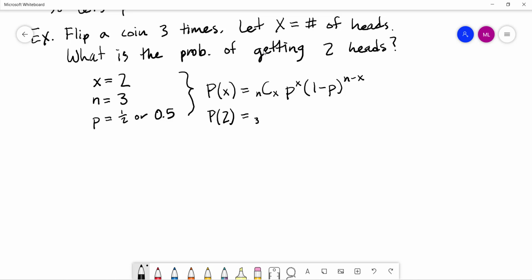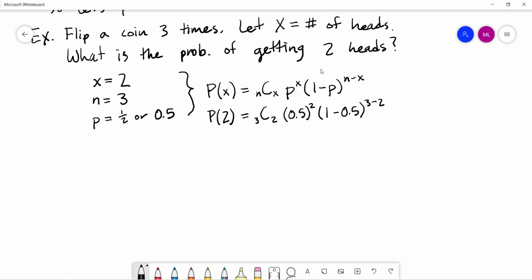And I'm going to get 3 choose 2, or 3 combinations of 2. P was 0.5. We're raising it to the power 2 because x is 2. 1 minus 0.5 raised to the power 3 minus 2. So all I've done is everywhere an n shows up, which is here and here, I've plugged in 3. Right? So we have a 3 here, a 3 here, in these 2 places. Everywhere x shows up in the formula, I've plugged in a 2. So here, here, here, and here. Here, here, here, and here. And everywhere a p shows up in the formula in these 2 locations, I've plugged in this value p, which is 0.5. So here and here.